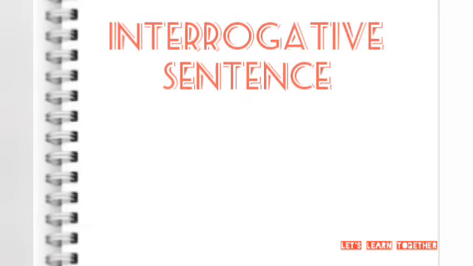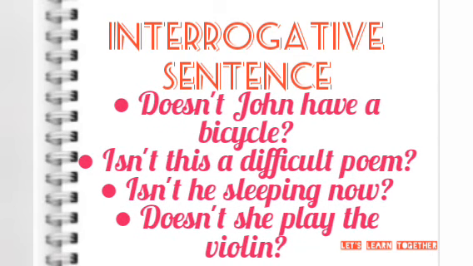The next is the interrogative sentence. Interrogative sentences also have a negative form. Let's discuss the examples. Doesn't John have a bicycle? That is equal to, does John not have a bicycle? Isn't this a difficult poem? That is also equal to, is this not a difficult poem? Isn't he sleeping now? That is equal to, is he not sleeping now? Doesn't she play the violin? That is, does she not play the violin?